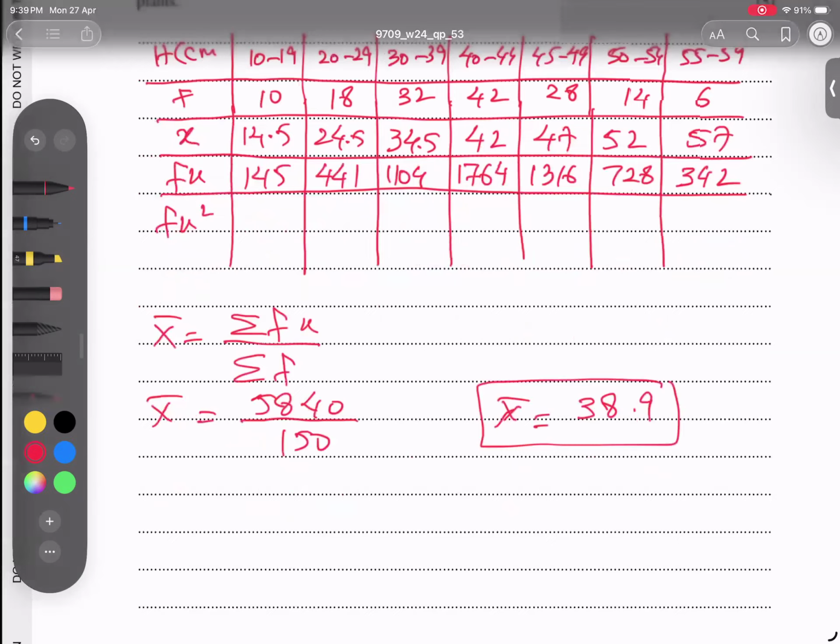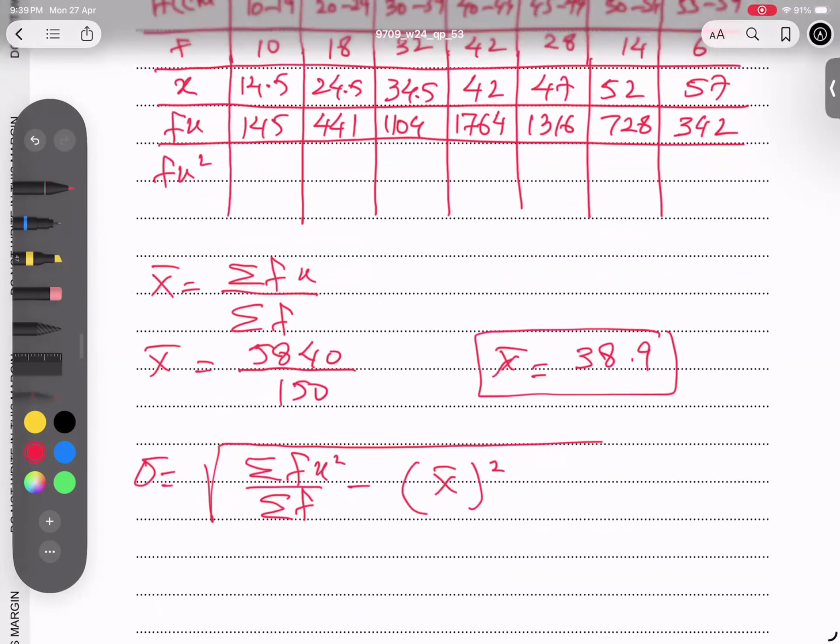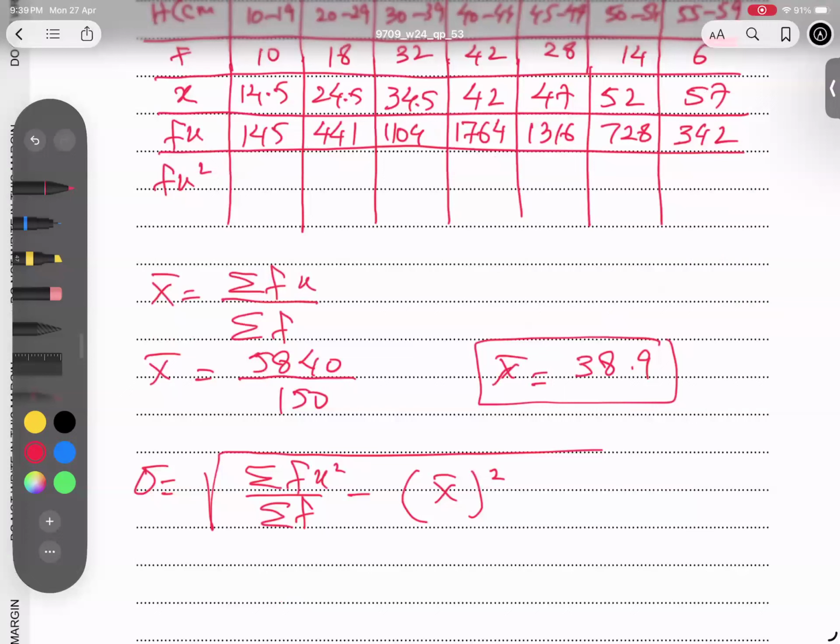Now, how to find the deviation, students? What formula do we have? Sigma fx square over sigma f minus mean square is the formula. And now I'm going to do it directly, students, to save time.